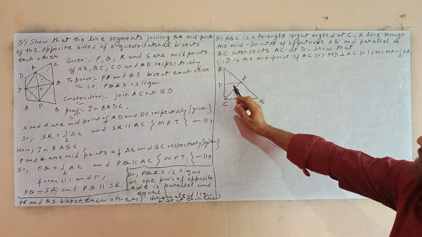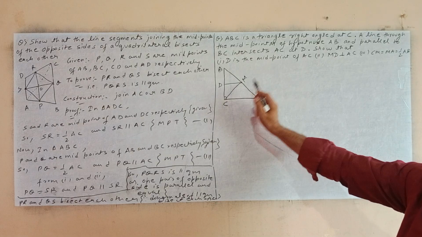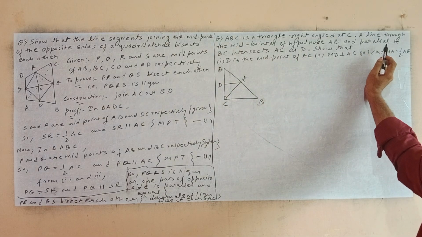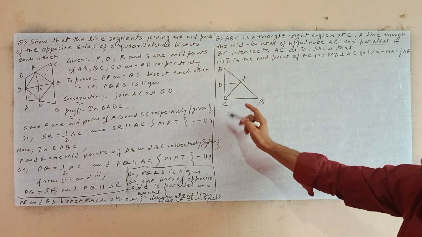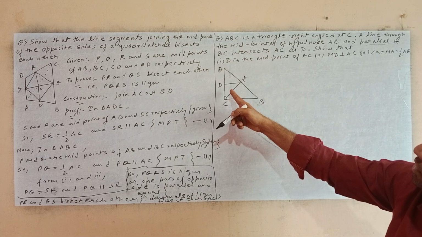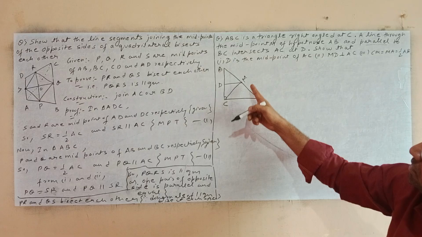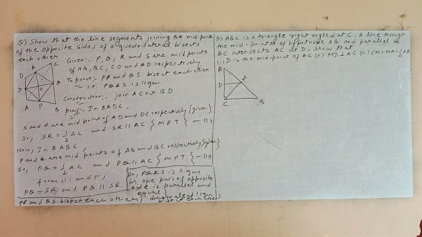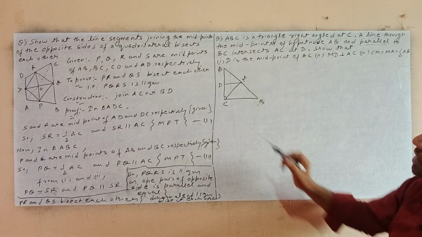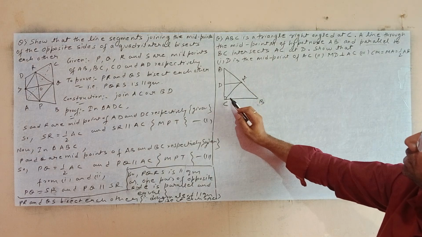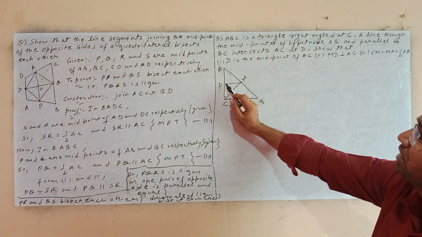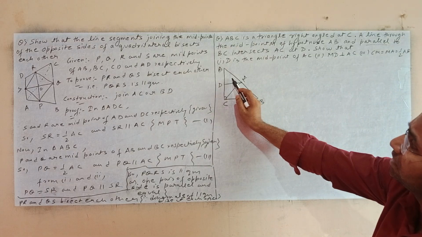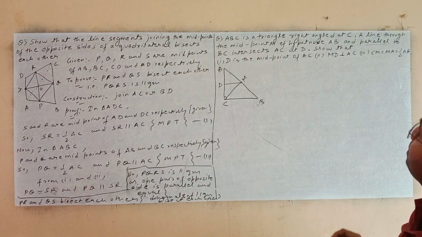See here, as it is given that DM is a line through midpoint M of hypotenuse parallel to BC. Parallel is given, na? So DM is parallel to BC, and M is midpoint, so you can say that D is also a midpoint by converse of MPT. Second thing, DM is parallel to BC, then this is 90, then this will also be 90. So you can say that DM is perpendicular.